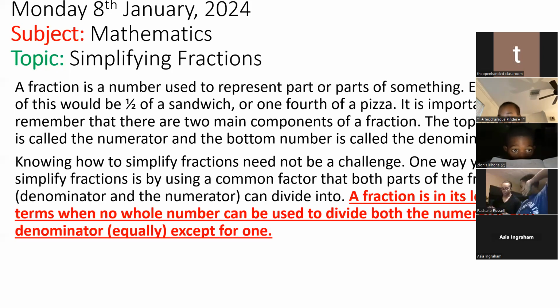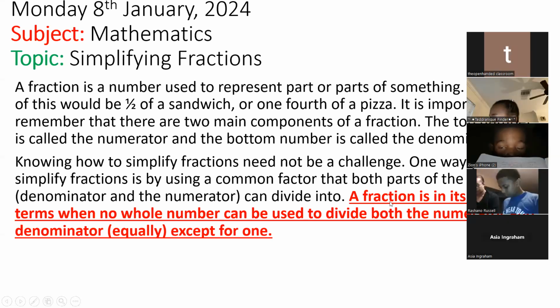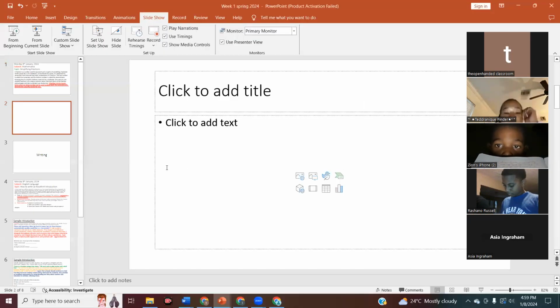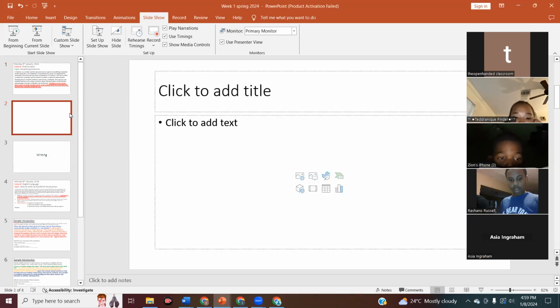Okay. What I'm going to do is put a screenshot of it inside the chat, just so that those who are still writing can still benefit from it. If you look inside the chat, you will find the notes so that you can still benefit from it.